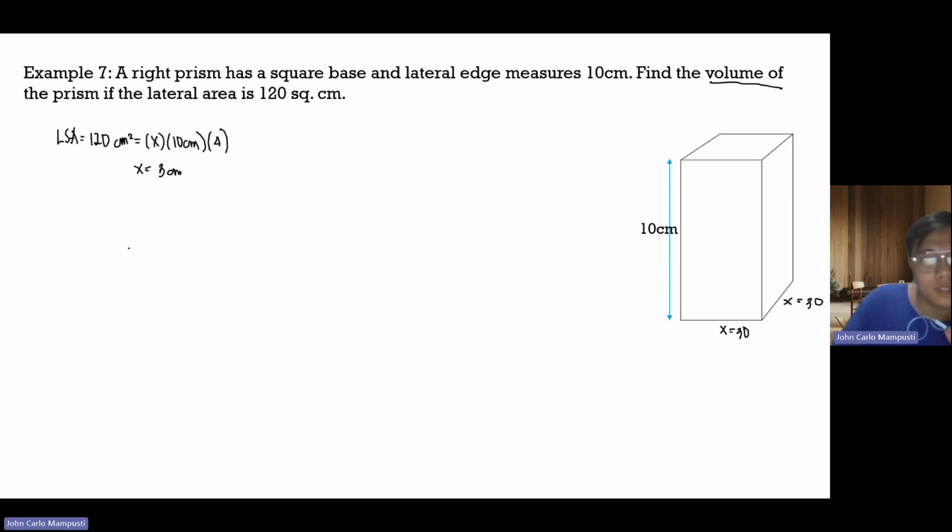Okay? So, makuha na natin yung volume natin. So, area ng base natin times height. Area ng base natin, this is 3 squared times height natin na 10 centimeter. Therefore, this is equal to 90 cubic centimeter. So, ganun lang.